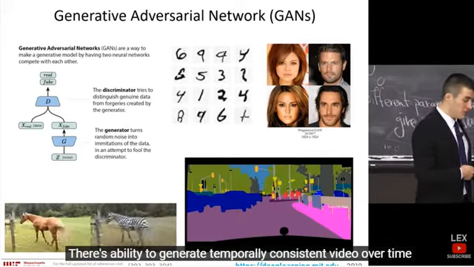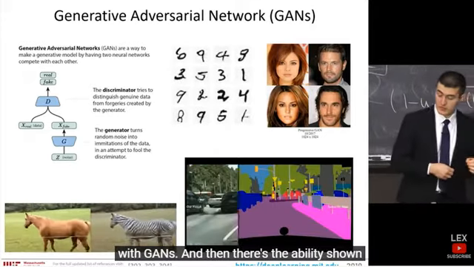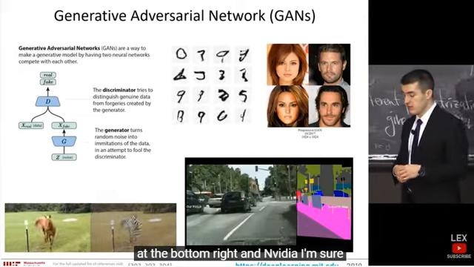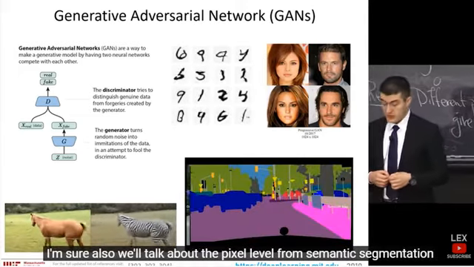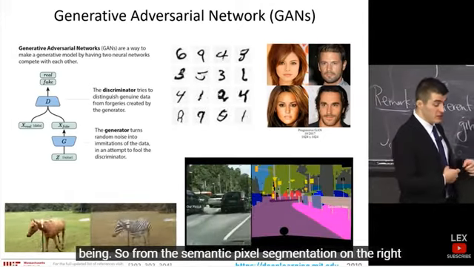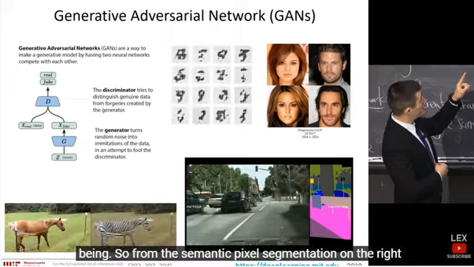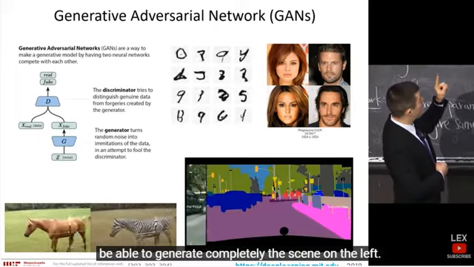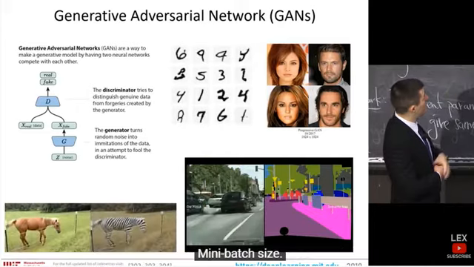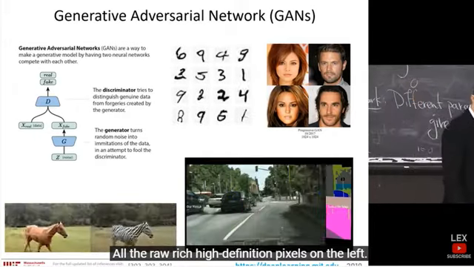There's the ability to generate temporally consistent video over time with GANs. And then there's the ability shown at the bottom right in NVIDIA, I'm sure Earls will talk about, on a pixel level from semantic segmentation. From the semantic pixel segmentation on the right, being able to generate completely the scene on the left, all the raw, rich, high definition pixels on the left.